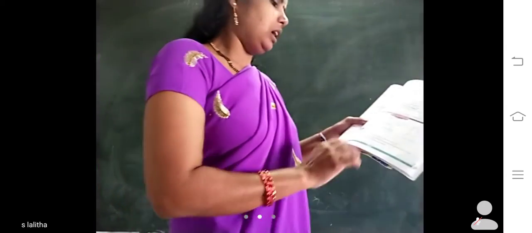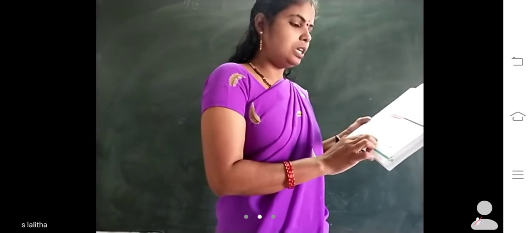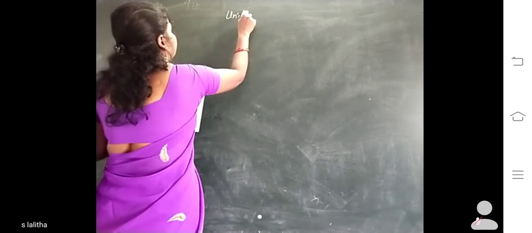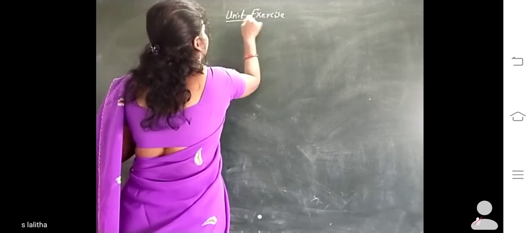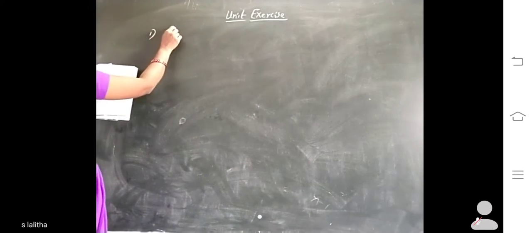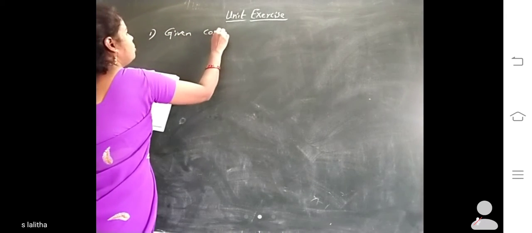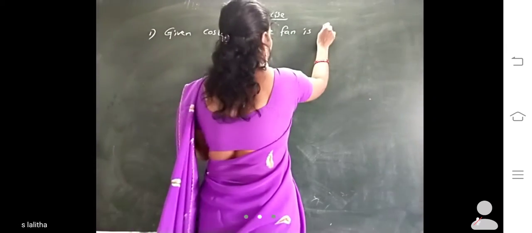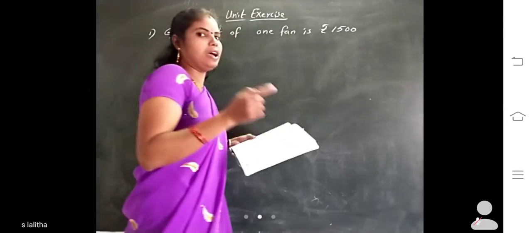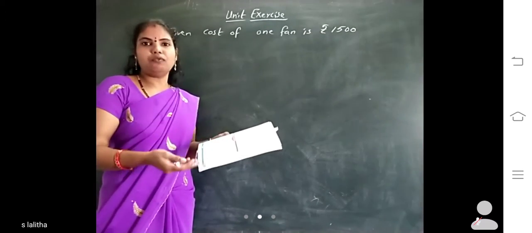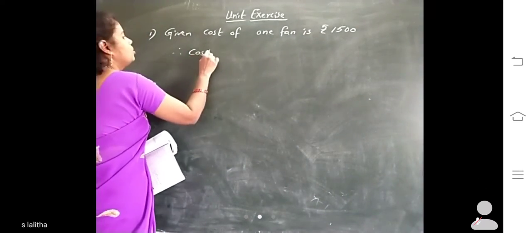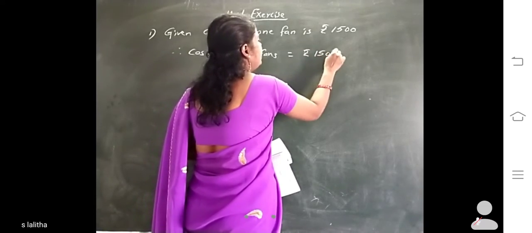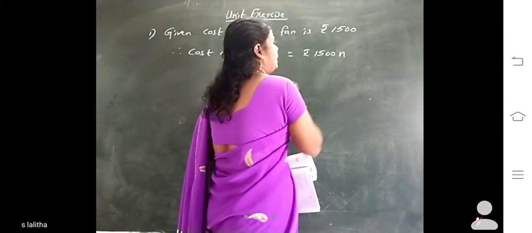See, the unit exercise, first question: the cost of one fan is rupees 1500. Then what is the cost of n fans? Cost of one fan is rupees 1500. We have to find the cost of n fans. So therefore, cost of n fans is equal to rupees 1500 into n, so 1500n. Okay. Right.